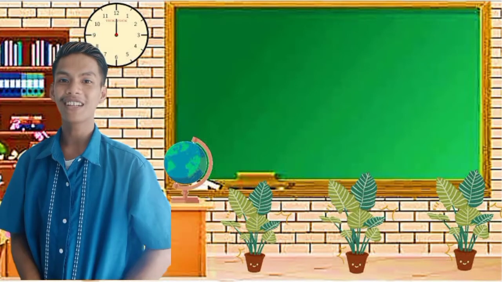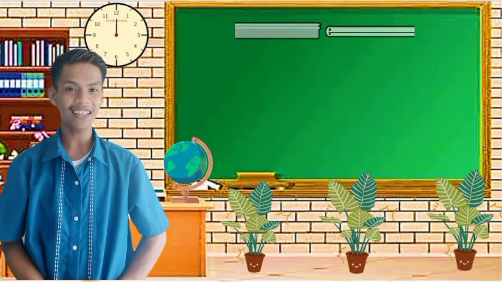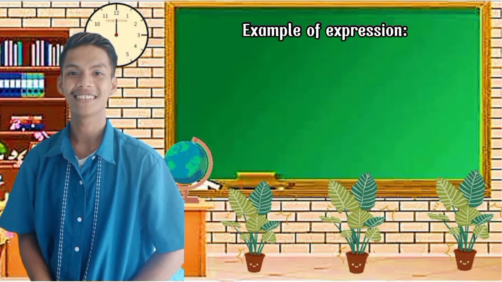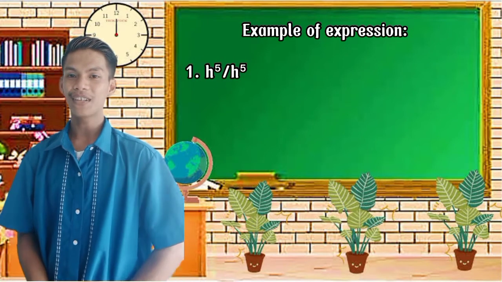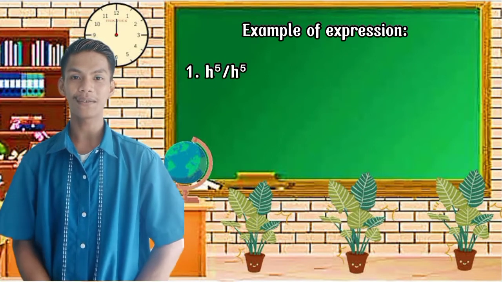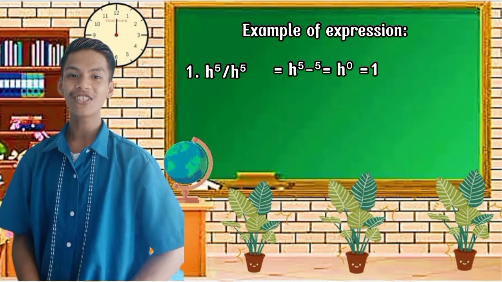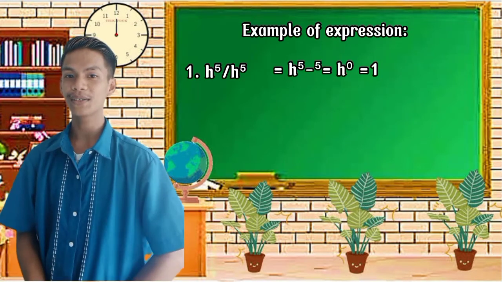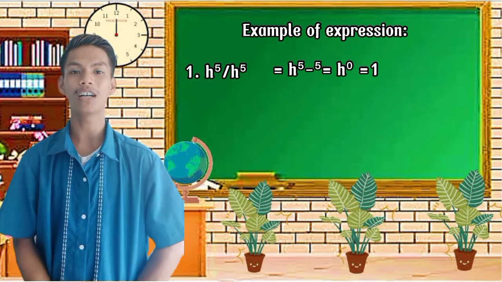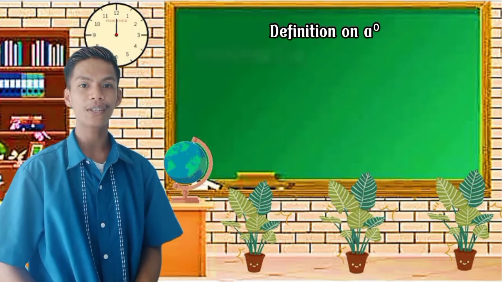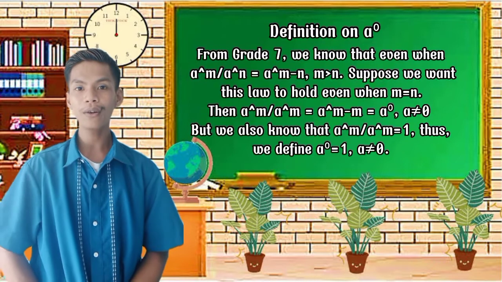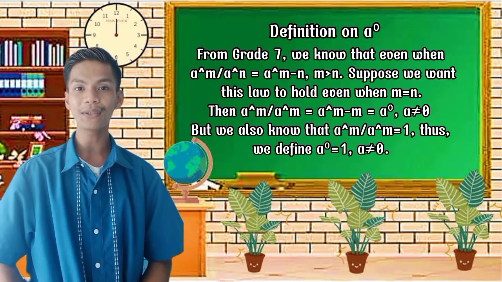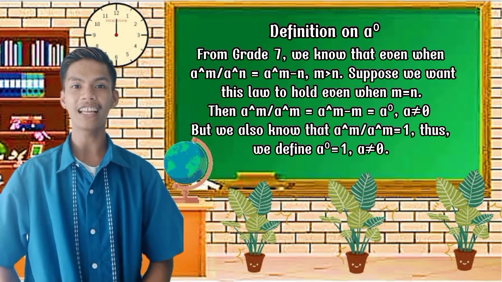I'm going to give another example of expression for you to understand our discussion. Example number 1. h raised to 5 over h raised to 5, wherein h raised to 5 minus 5 is equal to h raised to 0, which is equal to 1. The definition of a raised to 0 from grade 7: we know that a raised to m over a raised to n is equal to a raised to m minus n, where m is greater than n.